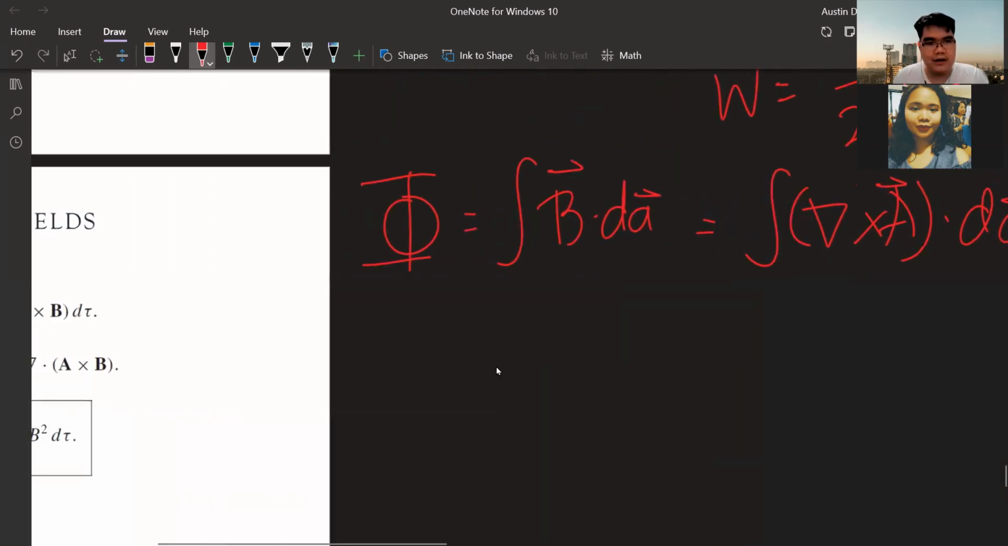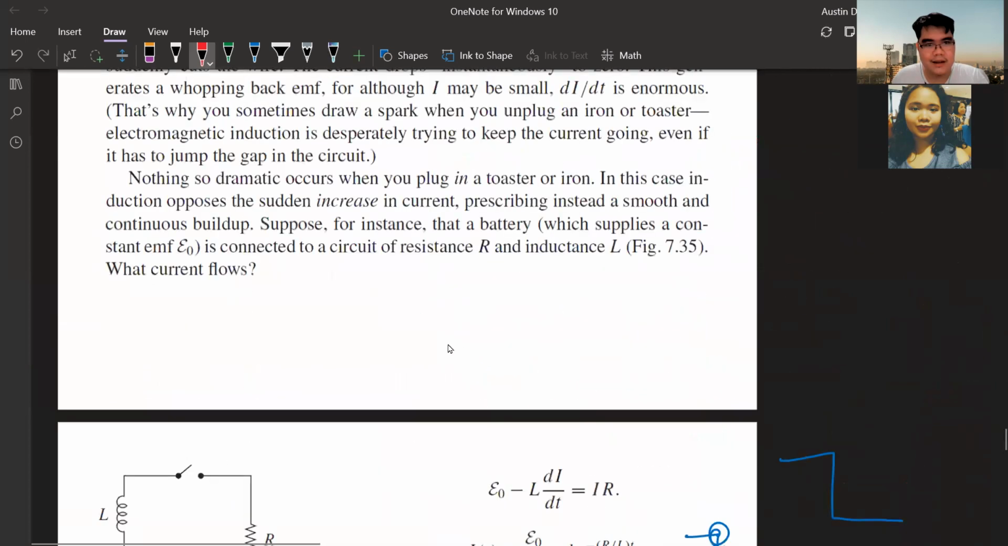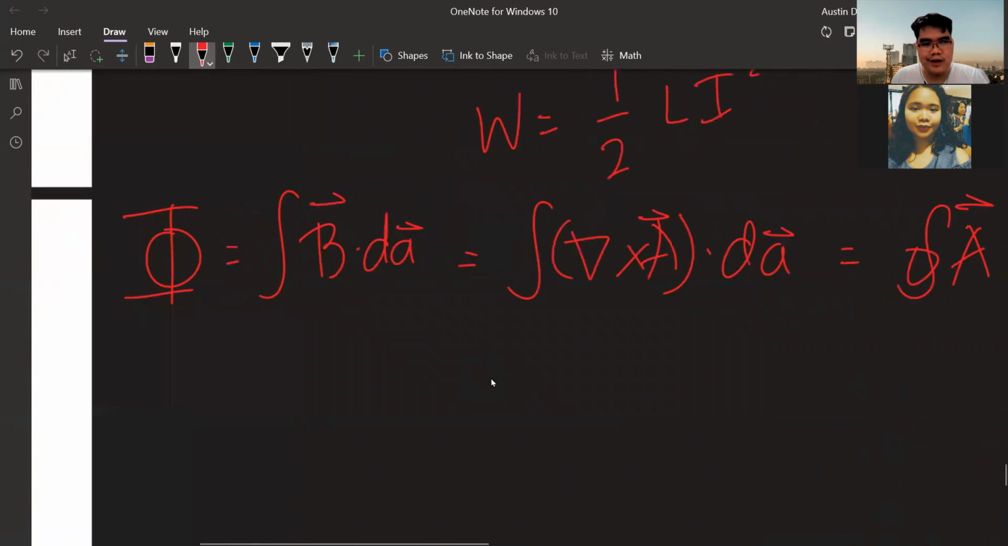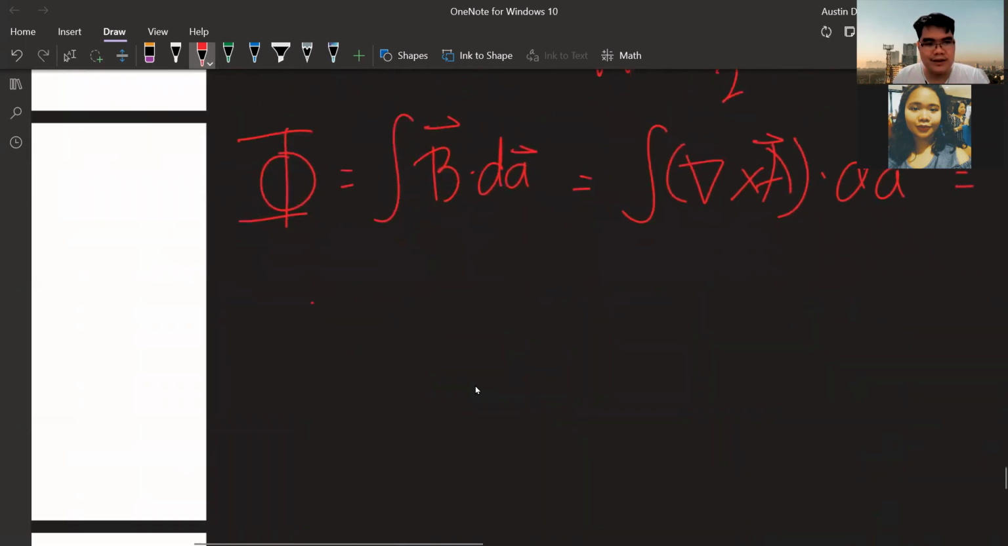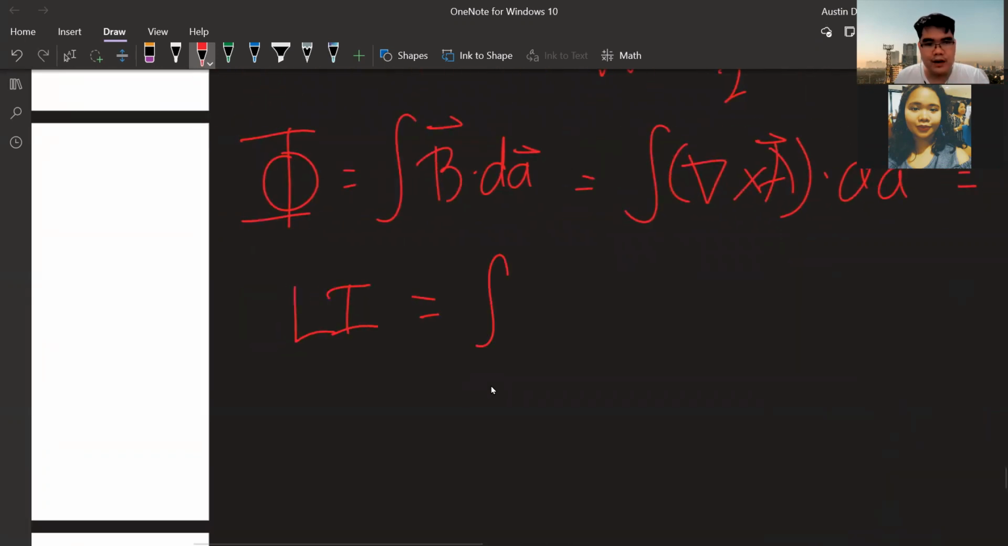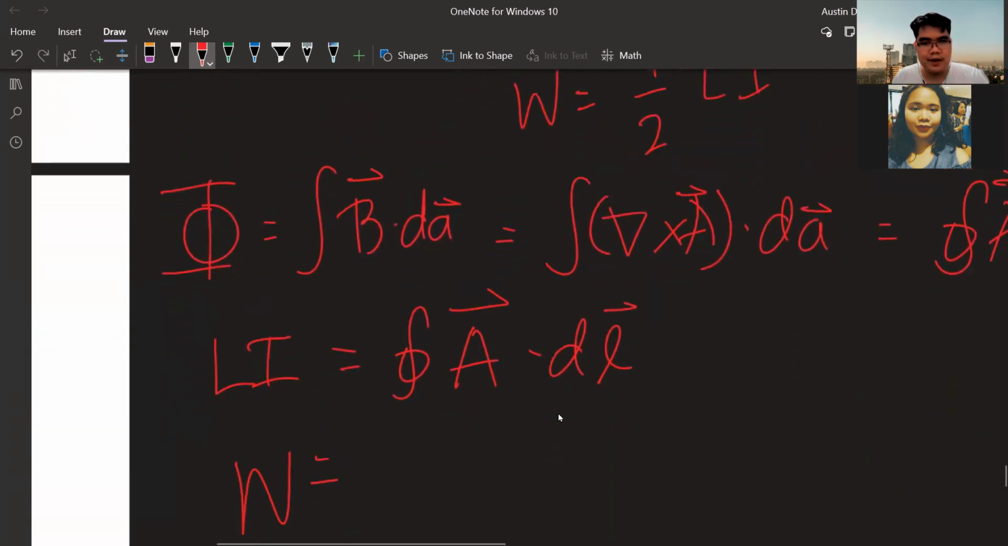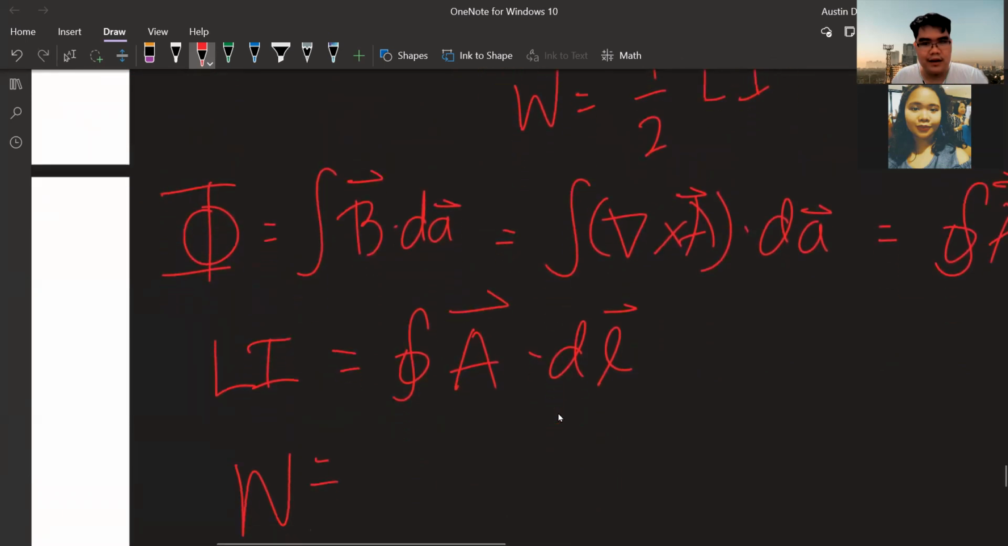So, phi, ano yung ginawa natin sa phi kanina? Is Li. Sulat natin si phi as Li. Bale, on a loop, what happens with the magnetic field? What does that magnetic field carries? Okay. So, we have Li. The left-hand side will be equal to the line integral of A dl. Okay, and then the work is just plug in ko si L.